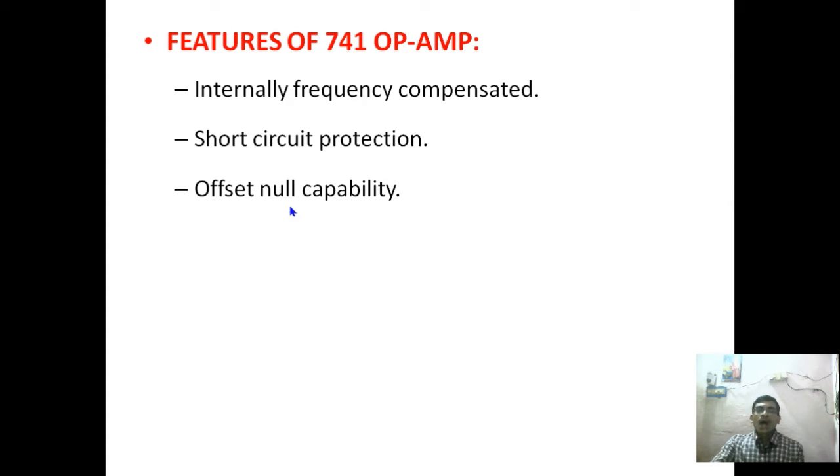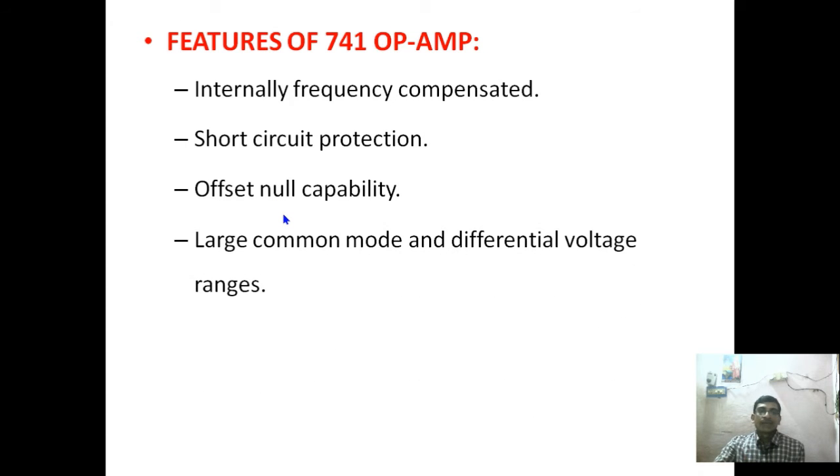Next is offset null capability. We already know the first pin and fifth pin are offset null adjusting pins. These pins are used to make the output 0 even for 0 volts of the input. So this 741 op amp has offset null adjusting capabilities at pin numbers 1 and 5.